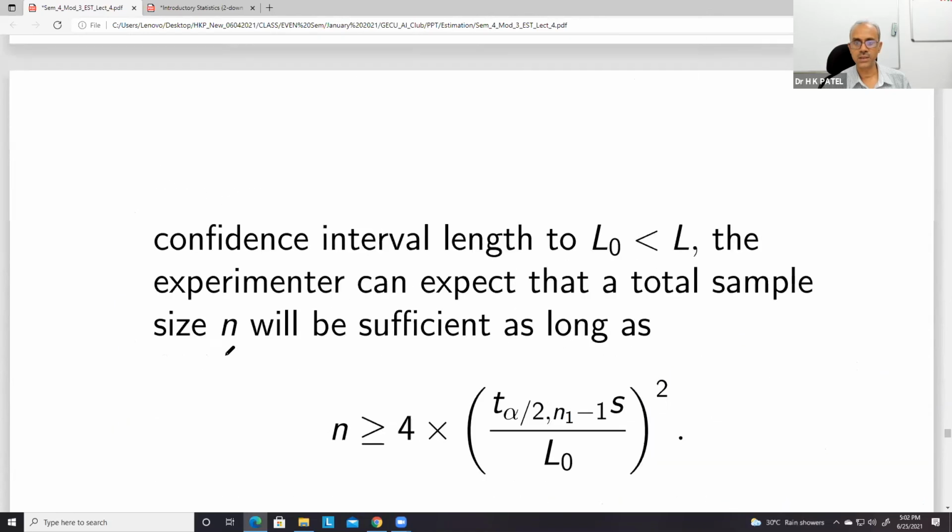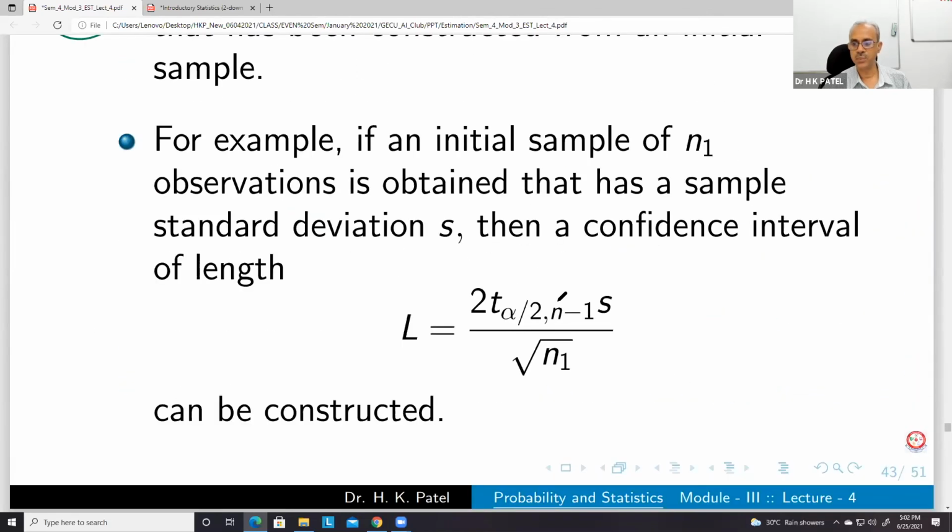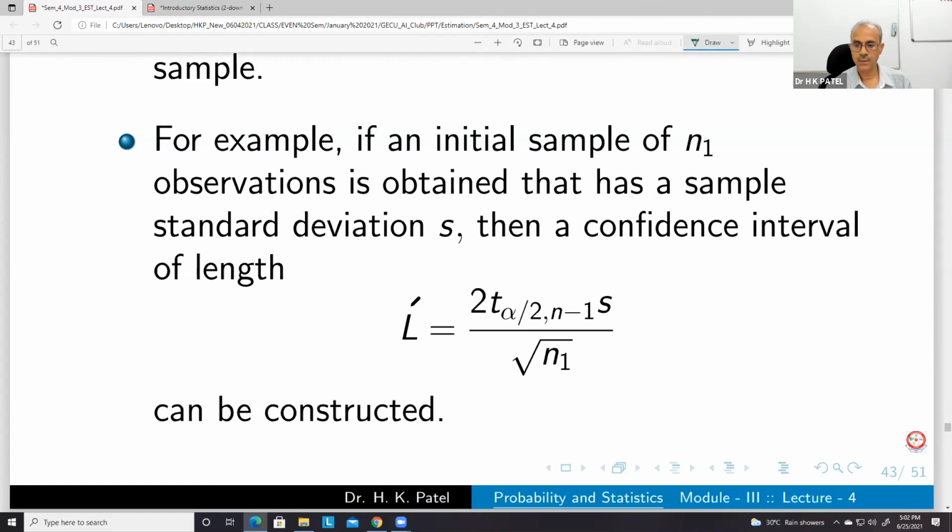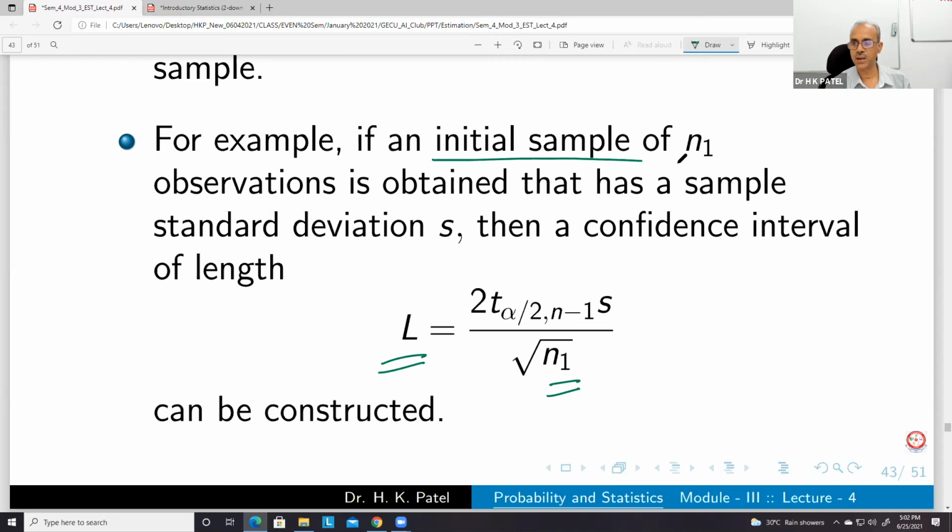So here you can see that, for example, if the initial sample gives the length L, this is initial sample N1. For example, if the initial sample of N1 observations is obtained, that is the sample standard deviation is s. Initially we get this.